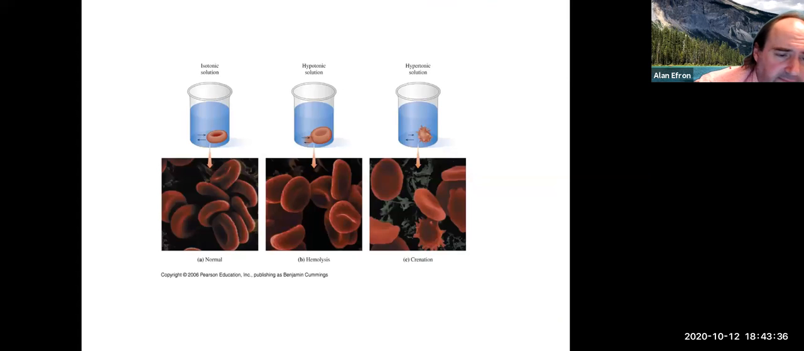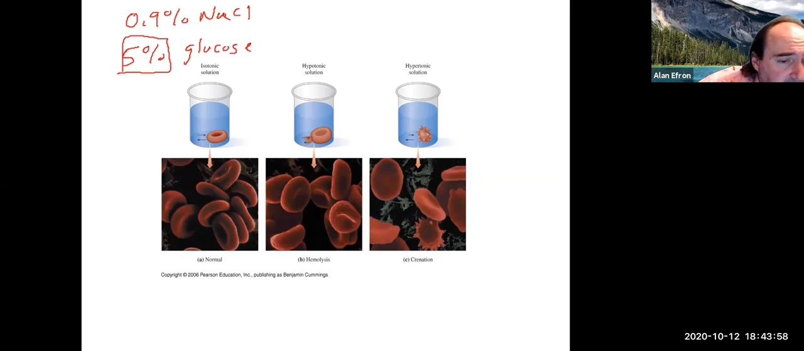Here's just a picture of them, probably better than what I drew. Yes, so if it's higher than 5% glucose, it would be hypertonic as well. So those are really your two cutoff numbers in most cases: that 0.9% sodium chloride, and that 5% glucose. And really, it's as simple as looking at this number and asking, is the number I'm looking at higher or lower? If it's higher, it's hyper. If it's lower, it's hypo. Or if it is that number, it's isotonic. And same thing with the 0.9.